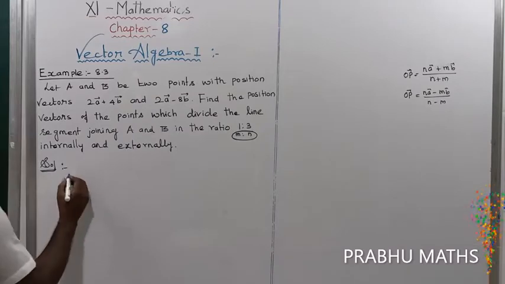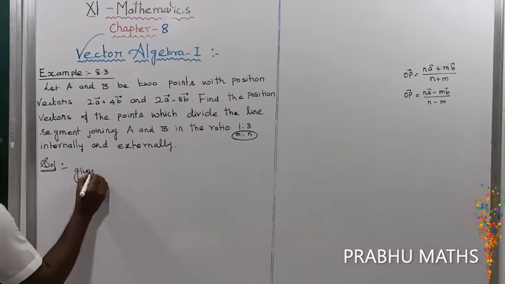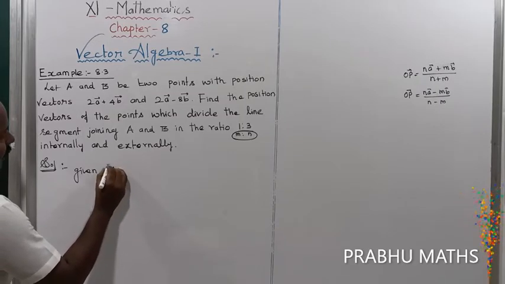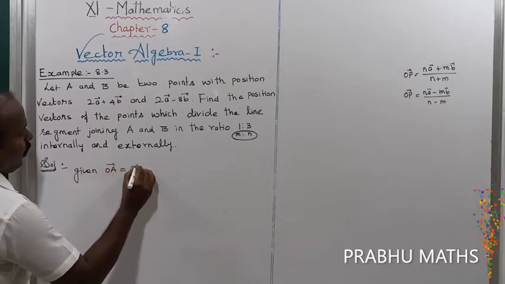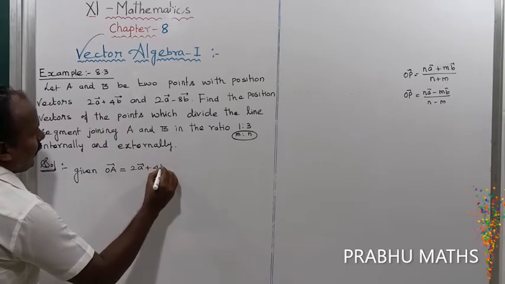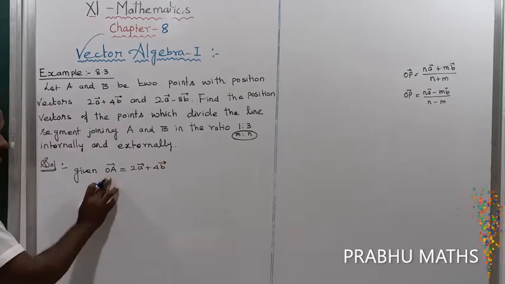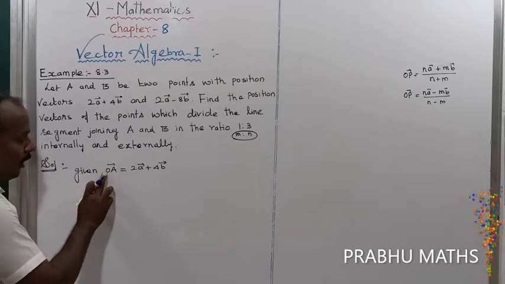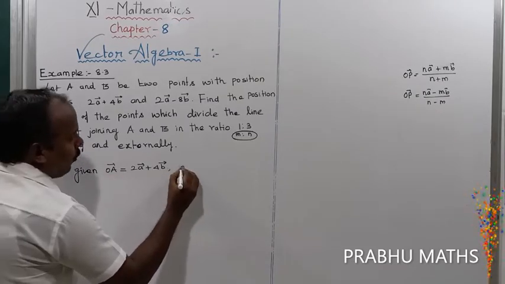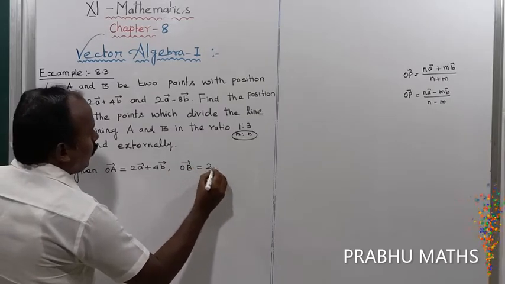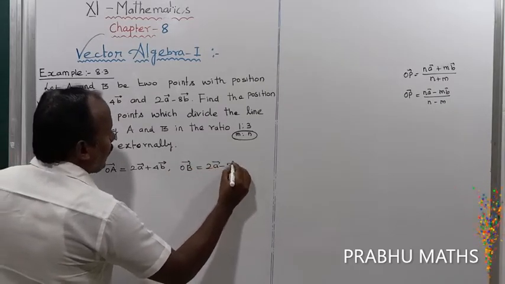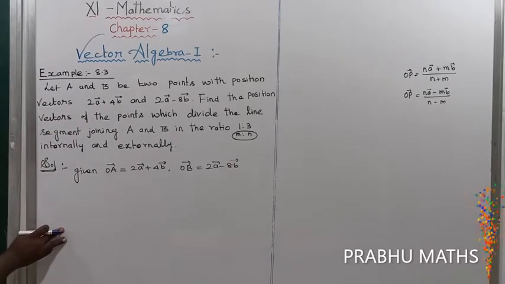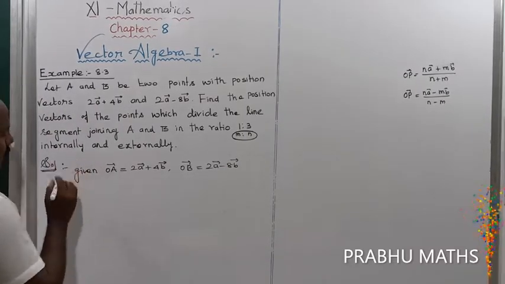First of all, the given values. OA vector is equal to 2a vector plus 4b vector. That is the position vector of A. Next, OB vector is equal to 2a vector minus 8b vector. That is the position vector of B. Let O be the origin.